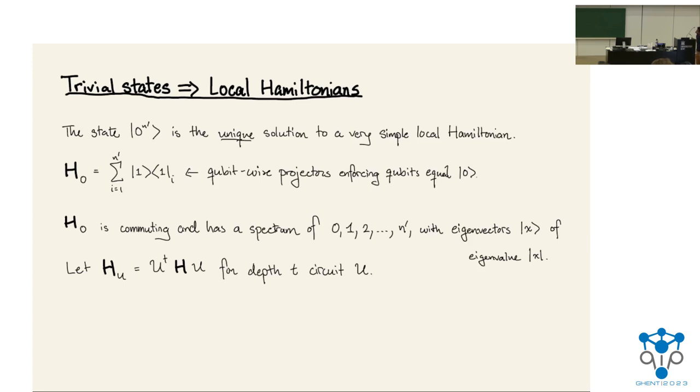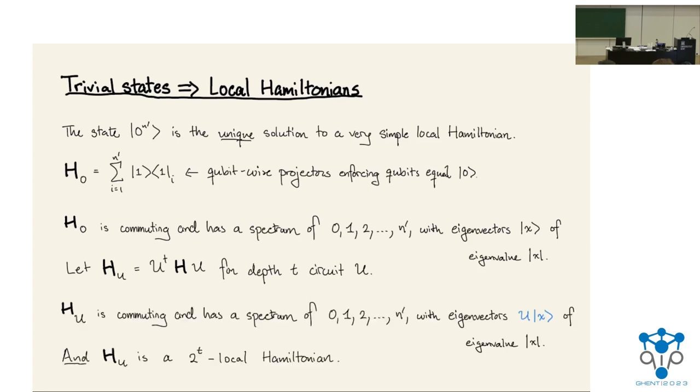Okay, now let's take this Hamiltonian, and let's just rotate it by U, where U is a low-depth circuit. Let's call this HU, and what we're going to get immediately, just by the properties of H0, is that HU has some nice properties, right? It also has to commute, its spectrum is going to be the same, and the eigenvectors just get rotated by U as well. And the best part is that HU is now a 2 to the t local Hamiltonian. And why is it a 2 to the t local Hamiltonian? It comes exactly from the same sandwiching argument from the previous slide. Whenever you apply U and you sandwich each of the Hamiltonian terms in between, most of it cancels. So if I have a state that is defined by a low-depth circuit, there also exists a local Hamiltonian that I should always be thinking about, and that's the Hamiltonian HU.